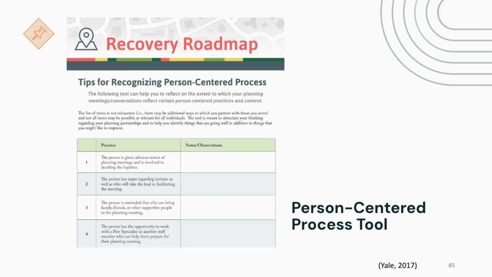To close out the process P of the 4 Ps, we want to offer you a valuable supporting tool for maintaining quality in a PCRP process. The Recovery Roadmap Toolkit was developed by the Yale Program for Recovery and Community Health. There are 4 guides. 2 are focused on PCRP process and 2 are focused on the plan. There are 2 guides for each because one is for staff and one is designed for use by people receiving services.